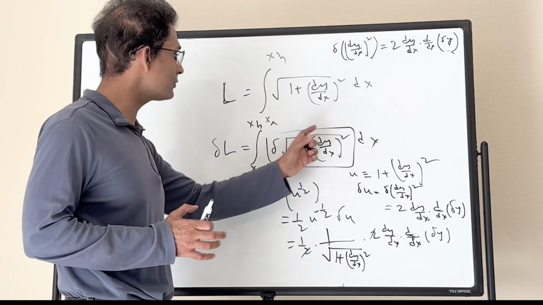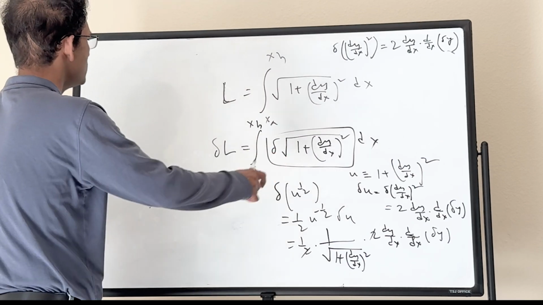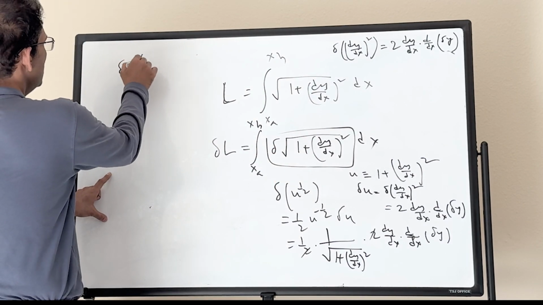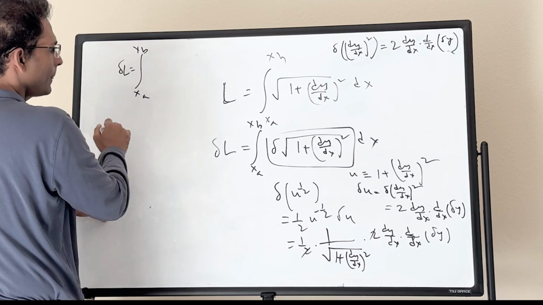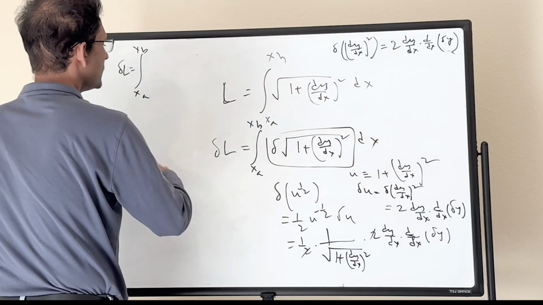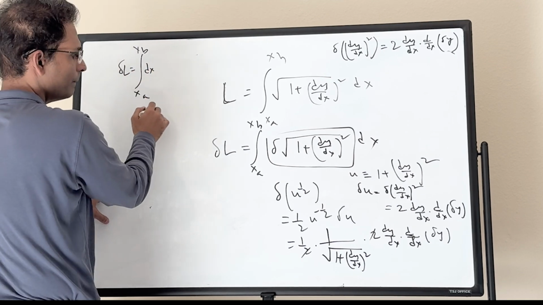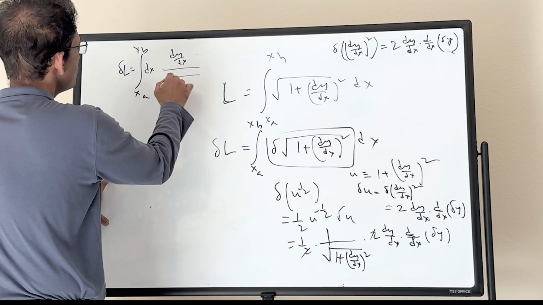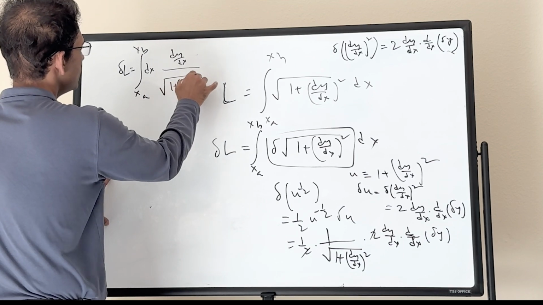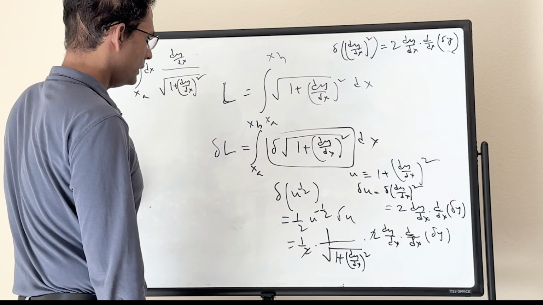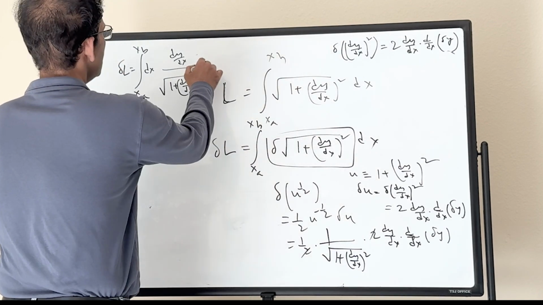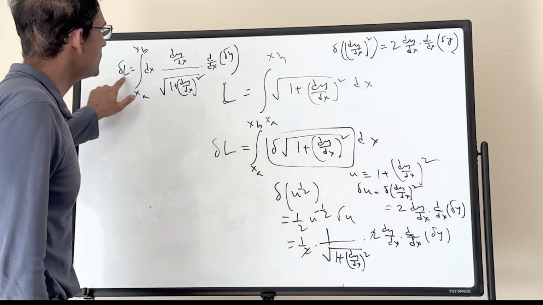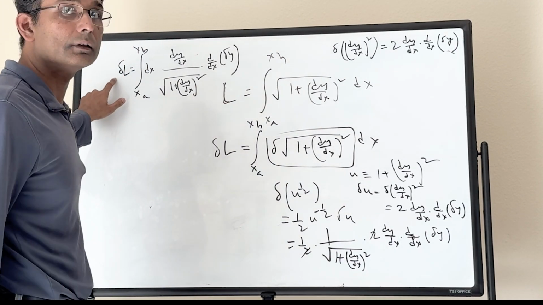Everything is happening under the integral sign, so you still have an integral. So we write it here. So delta L is the integral from xa to xb of this expression. Let me write dx first, and then I have dy dx in the numerator and square root of 1 plus dy dx squared, and then d dx of delta y. That's my change. This is the L. This is the delta L. Do you see that?